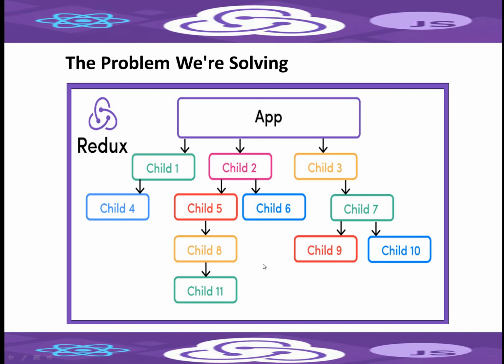Normally in a React application, we create an app component, and after the app component, there is a container component for your application. Then we can see child 1, child 4 is one node, and in the second node child 2 has two further nodes, child 5 and child 6. Child 5 has 8 and 11. Similarly, in the third node, child 3, then 7, child 9, and child 10.